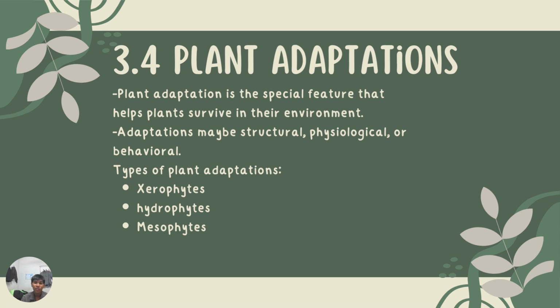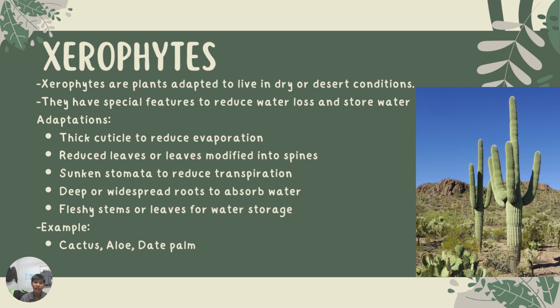We are at 3.4, plant adaptation. Plant adaptation is the special feature that helps plants survive in their environment. Adaptation may be structural, physiological, or behavioral. There are three types of plant adaptation. The first one is xerophytes. Xerophytes are plants adapted to live in dry or desert conditions. They have special features to reduce water loss and store water.